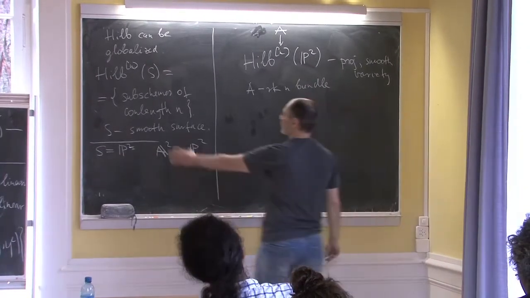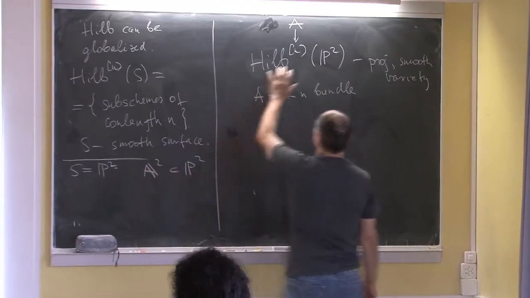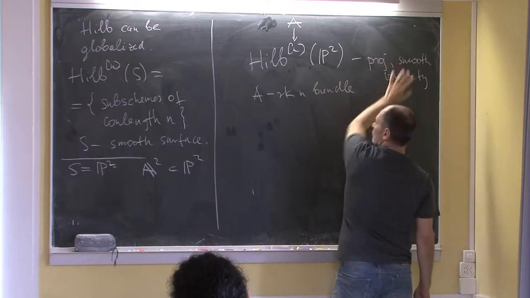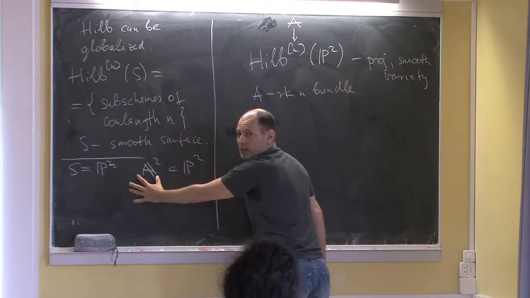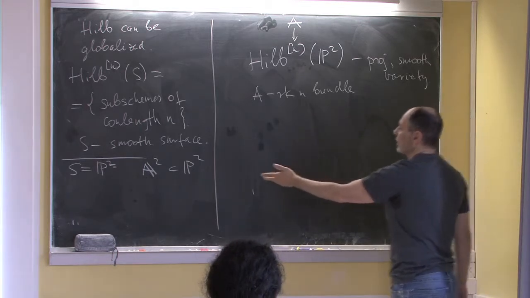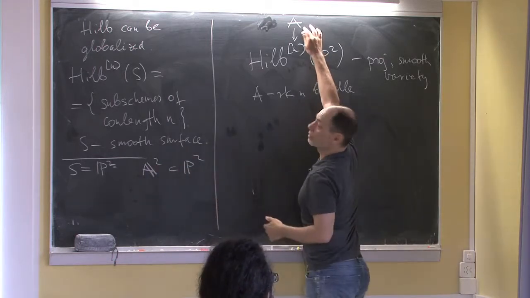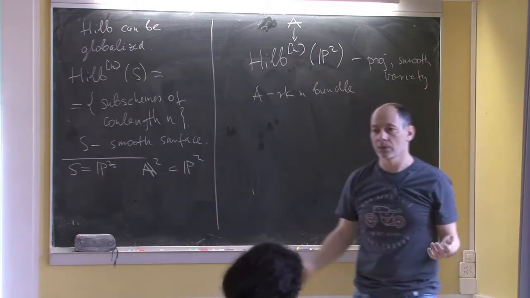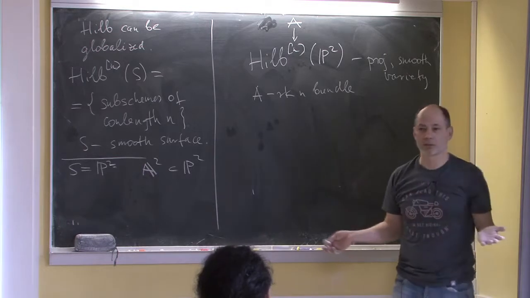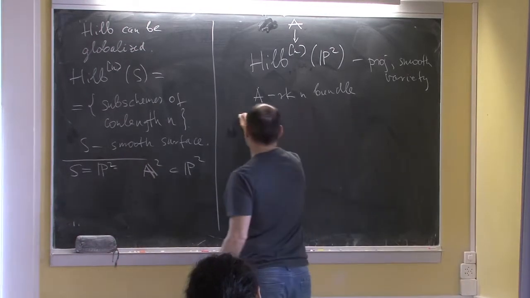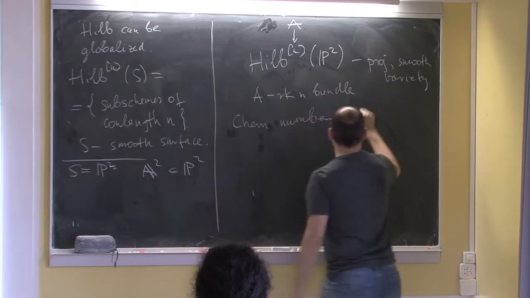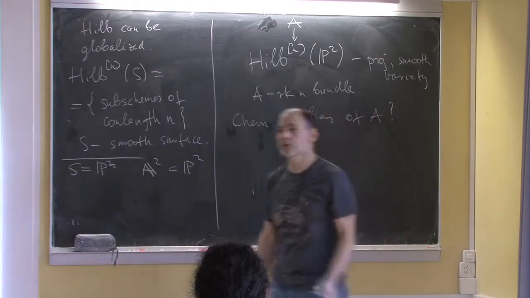Now, since P2 is projective, the colength n subschemes are also going to be projective. It's going to be smooth because locally it's described as the Hilbert scheme of A2, which is smooth, and this bundle A, since it is just the functions on the corresponding subscheme, is invariantly defined, and so you have this bundle also. So you have this rank n bundle on a smooth projective variety. Now we can do our thing. So the question is, what are the Chern numbers of A, for example?